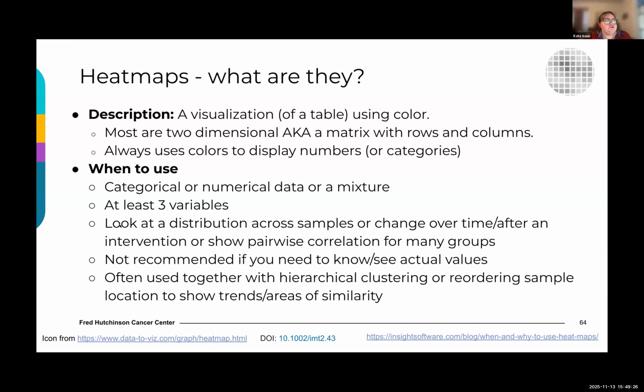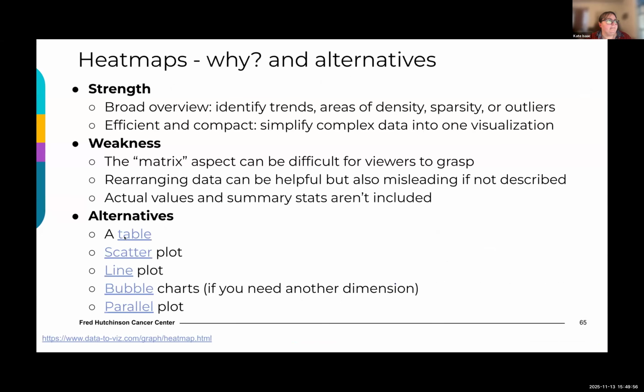And these can be used for looking at a distribution across samples or change over time after an intervention or to show pairwise correlation for many groups. It's not recommended if you need to know or see actual values because they often have a lot of squares and so you can't always put readable values on them. But sometimes you can if you have few enough. And we'll see one where it does and you can read them. And they're often used together with hierarchical clustering, or if you want to reorder sample location to show trends or areas of similarity.